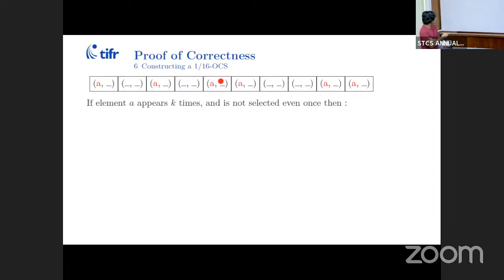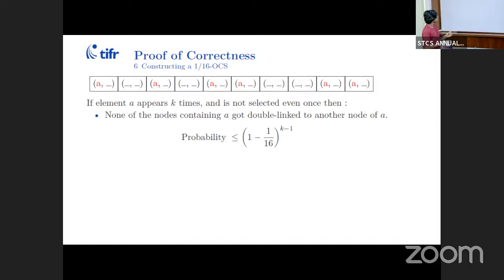Let us take any two consecutive, and let us ask what is the probability that they did not get doubly linked. With 1/4 probability, he would have linked to the next one, and with 1/4 probability, he would have linked here. So with 1/16 probability, they would have linked to each other. So the probability that one such pair did not get doubly linked is 1 minus 1/16. And since A has appeared k times, there are k minus 1 such choices to be doubly linked.